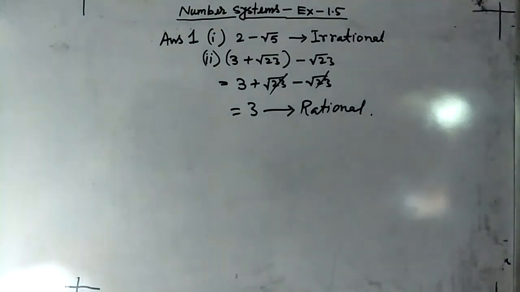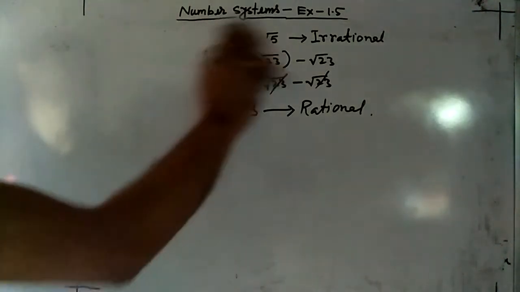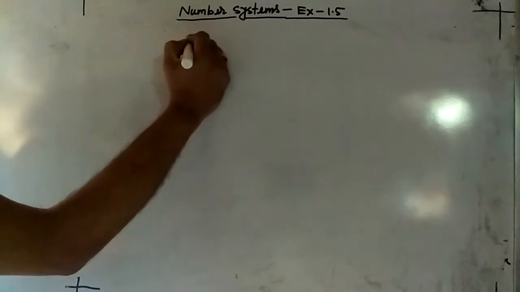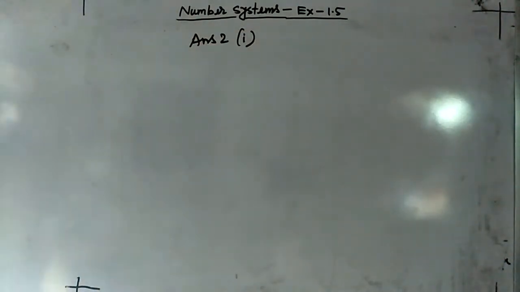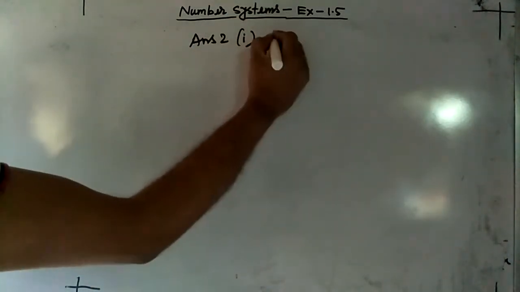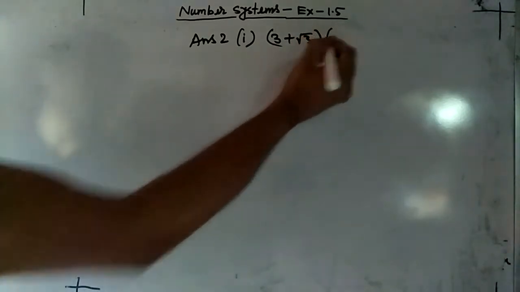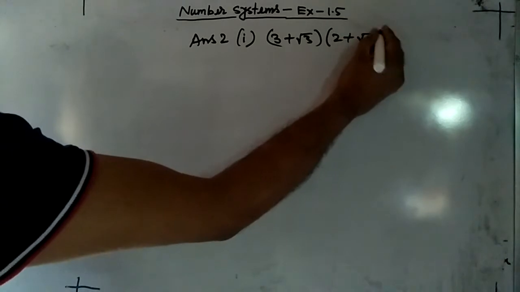Now question number 2. Question number 2 we have to multiply. So I am showing two questions, you will solve by yourself. So question number 2 first part is, answer 2. First part, 3 plus root 3 into 2 plus root 2. 2 plus root 2, right?